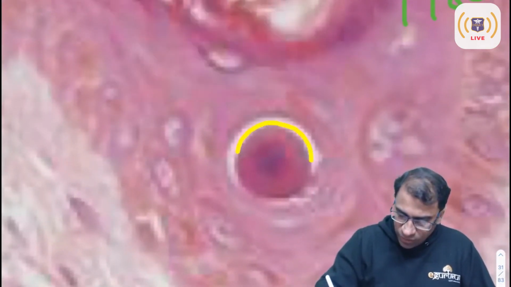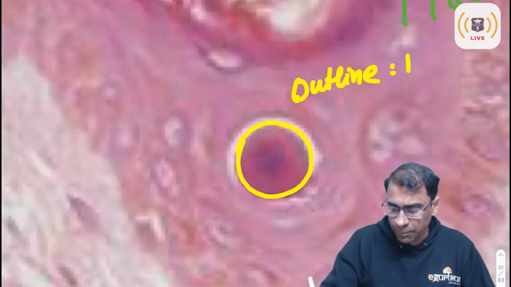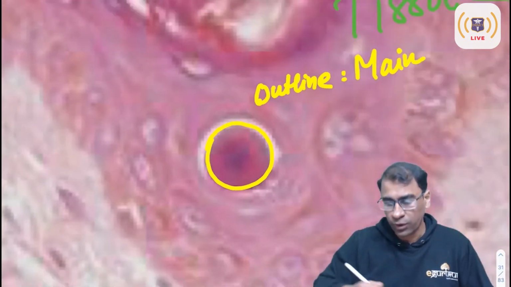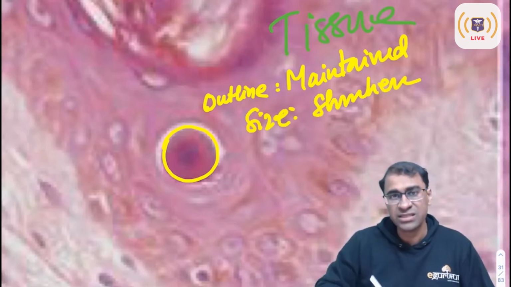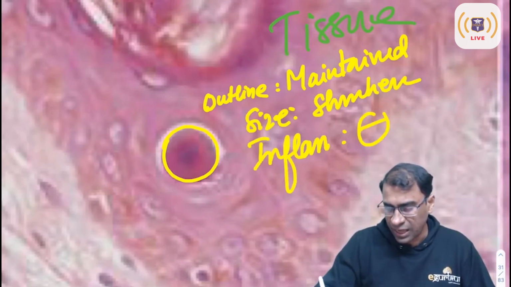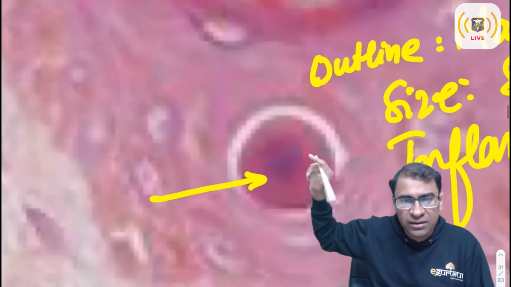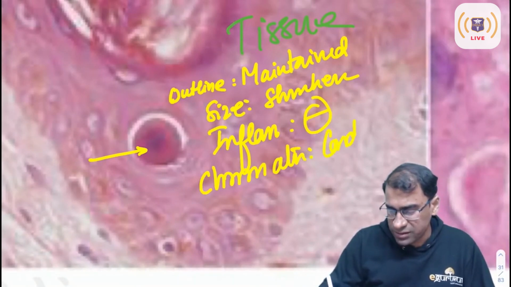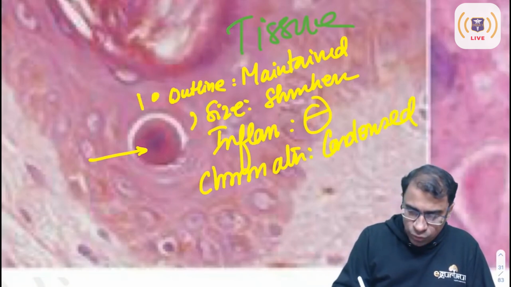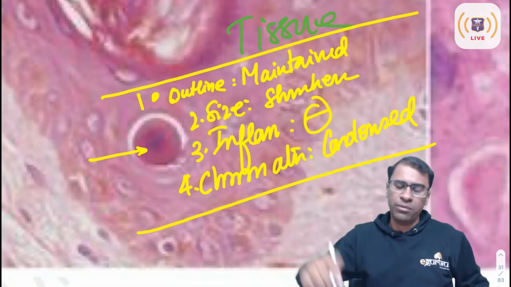Notice here. This apoptotic body has a maintained outline. Completely maintained outline. Okay. So outline, don't write. First understand. Outline is maintained, not broken. Size is shrunken. Neutrophil inflammation is absent. And more importantly, look at the center. This center is showing you the blue color. This blue color means chromatin has condensed here. So 1, 2, 3, and 4. This is what makes an apoptotic cell mainly different from necrosis.